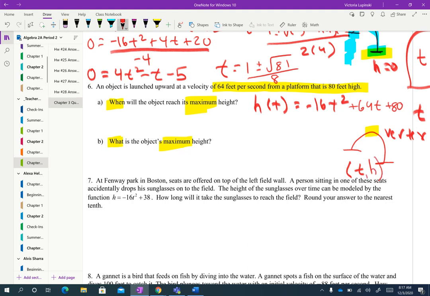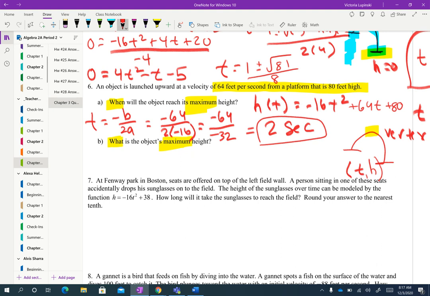To find the first value of the vertex, it's normally x equals negative b over 2a, but in this case, it's going to be t equals negative b over 2a. So that's going to give me negative 64 over 2 times negative 16. Remember to do the denominator first. So negative 64 divided by negative 32. That gives me a positive 2, and that would be positive 2 seconds. Then what is the maximum height?